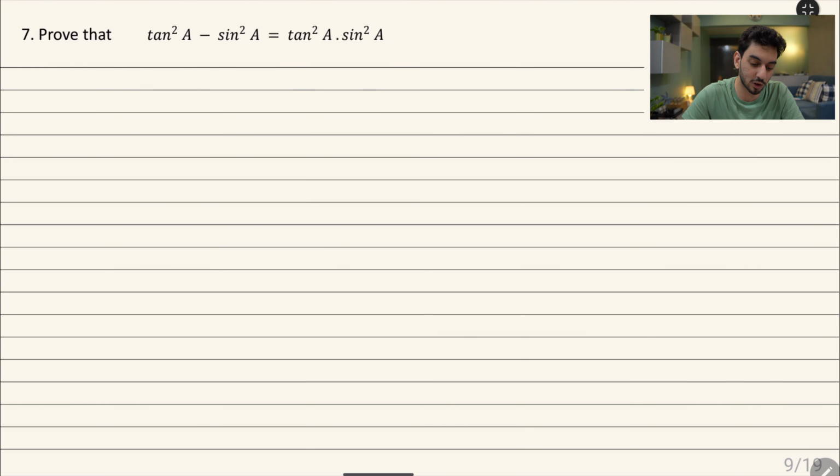Okay, next question. This one says prove that tan square A minus sine square A is equal to tan square A into sine square A. I don't know where to start from. Probably I'll start with my right hand side.